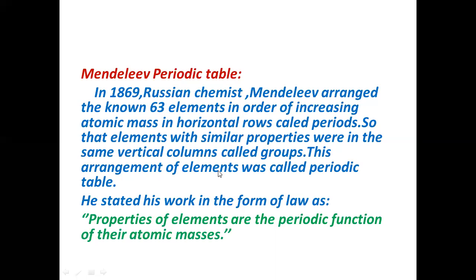What is Mendeleev's periodic law? It states that the properties of elements are a periodic function of their atomic masses. The modern periodic law says that the properties of the elements are a periodic function of their atomic numbers, while Mendeleev in 1869 said they are a periodic function of their atomic masses. So the Mendeleev periodic table also failed, although the modern periodic table presented by Moseley took a lot of help from the Mendeleev periodic table.